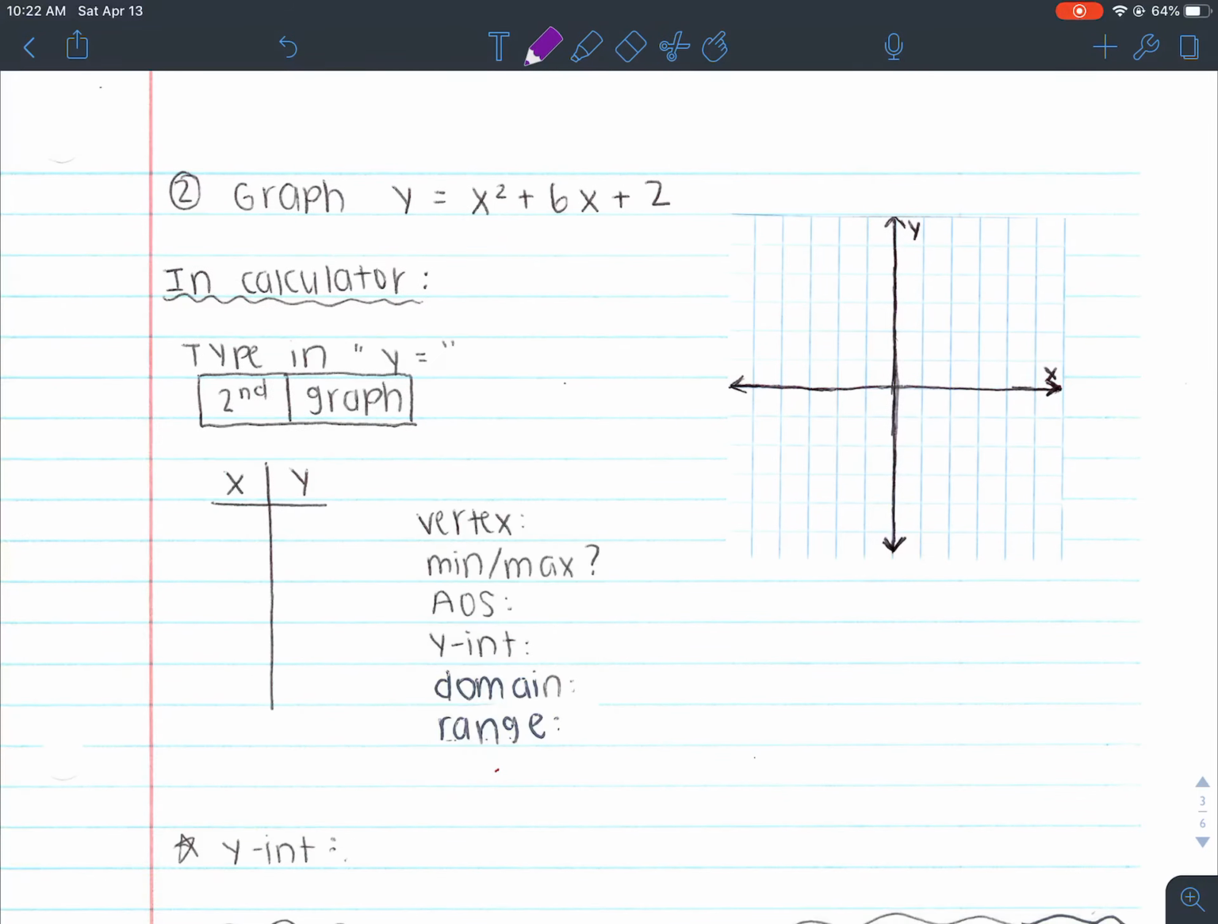All right, let's move on to the second example. All right, so we need to graph y equals x squared plus 6x plus 2. Now you're going to do that in your calculator. You're going to hit the y equals button, and then you're going to type in x squared plus 6x plus 2, okay? Make sure you type it in exactly the way you see it.